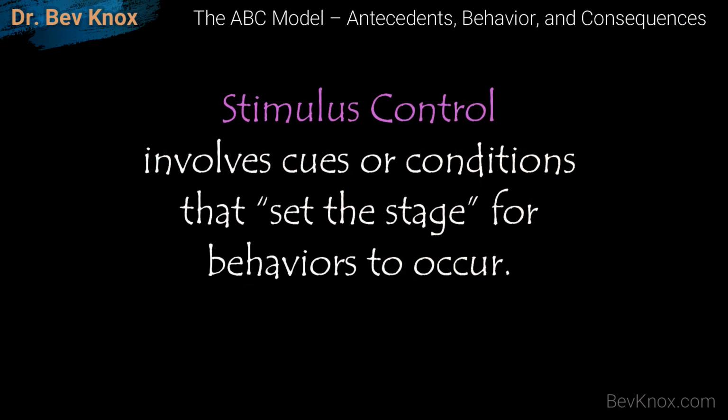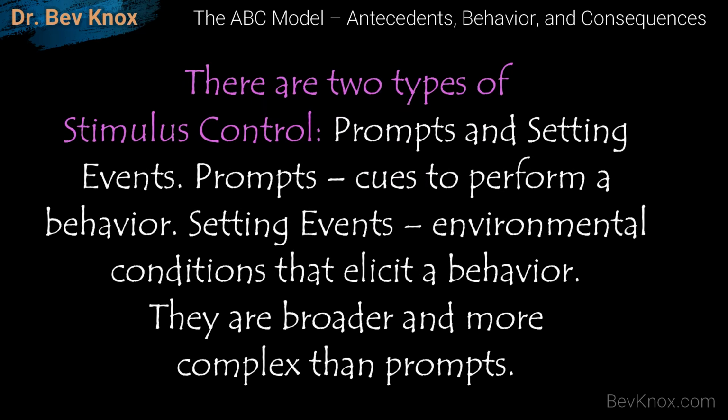Now, stimulus control involves cues or conditions that set the stage for behaviors to occur. There are two types of stimulus control: prompts and setting events. Prompts are cues to perform a behavior, such as when a parent says, "Go and wash your hands," to a child before dinner. Setting events are environmental conditions that elicit a behavior. They are broader and more complex than prompts.